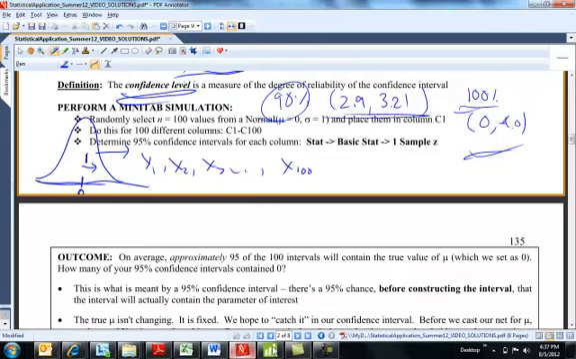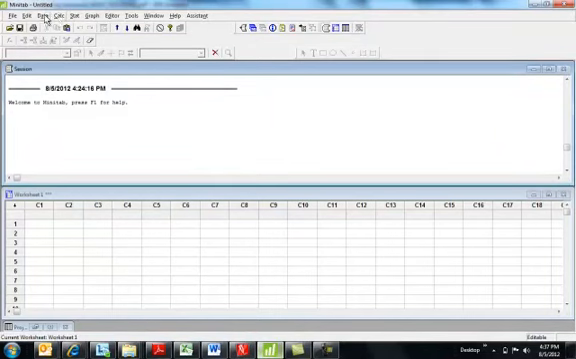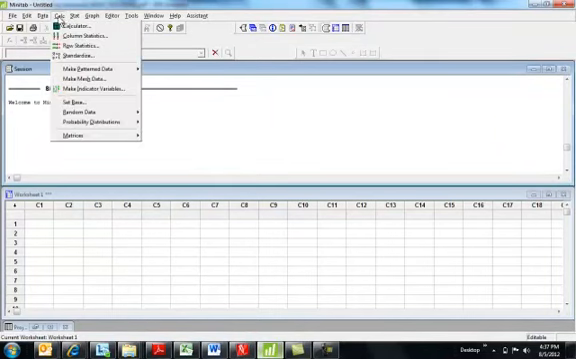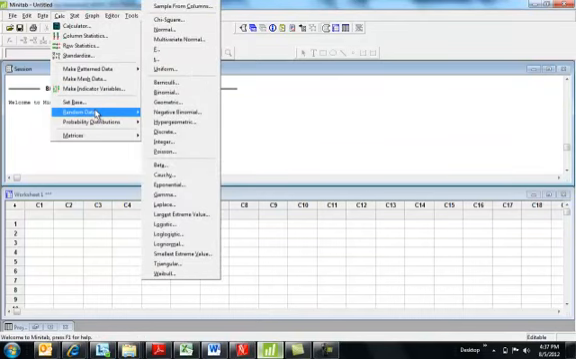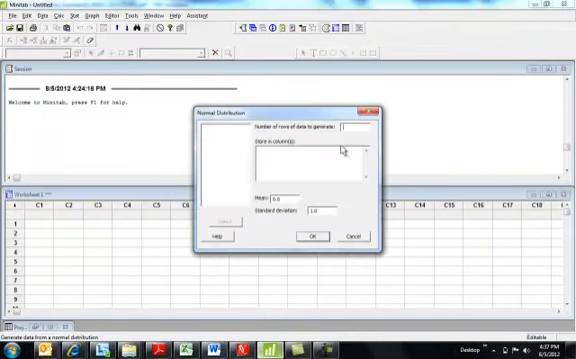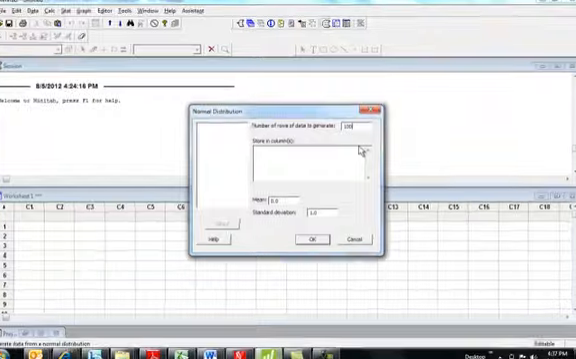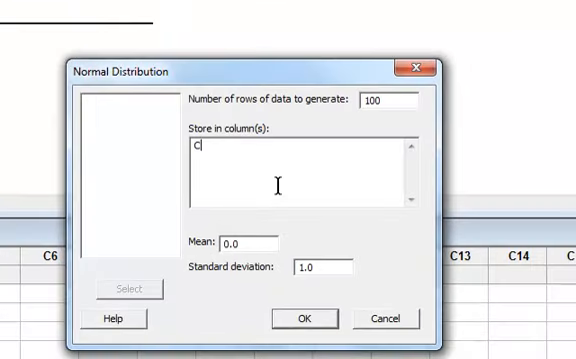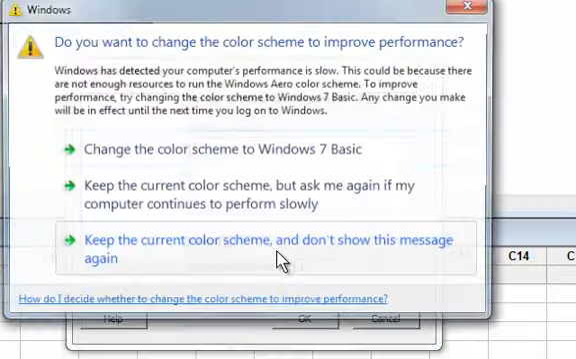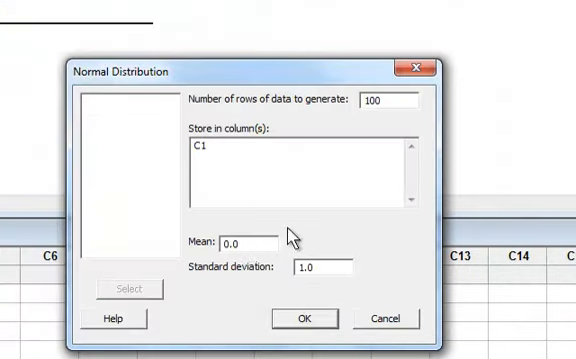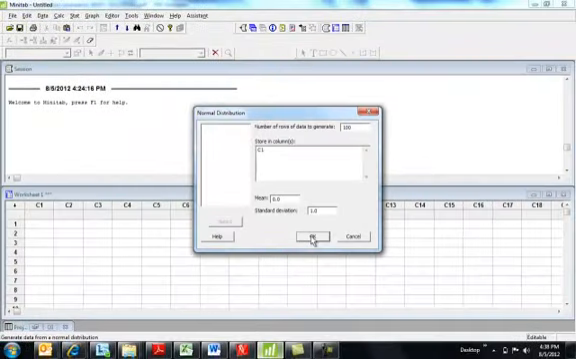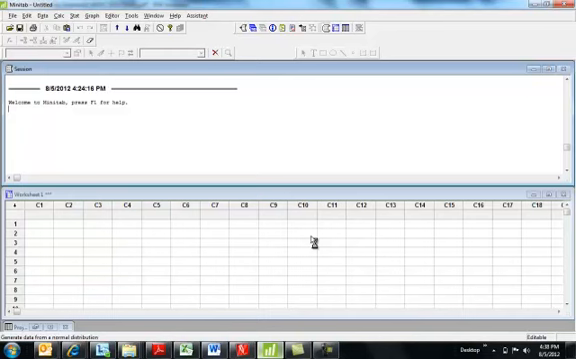So I'm going to open Minitab here, and I think it's under Calc. Yep, random data. You see there's a ton of distributions. So generate data from a normal distribution. Number of rows, let's generate 100 rows of data, and store it in C1, the first column. I could have any mean and any standard deviation I want, but I'm saying take it from a bell curve with the center at 0 and standard deviation 1, and generate 100 random values from that distribution.